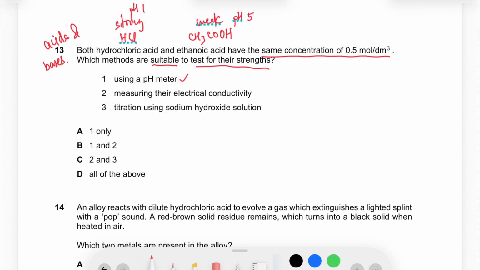Measure the electrical conductivity, yes. For strong acid, the conductivity will be higher, versus weak acid, the conductivity will be lower, because it has fewer ions. Titration: because they have the same concentration, the titration using sodium hydroxide solution will be the same. So you wouldn't be able to tell the strength. Both will be the same. So the answer is 1 and 2. So the answer will be B.